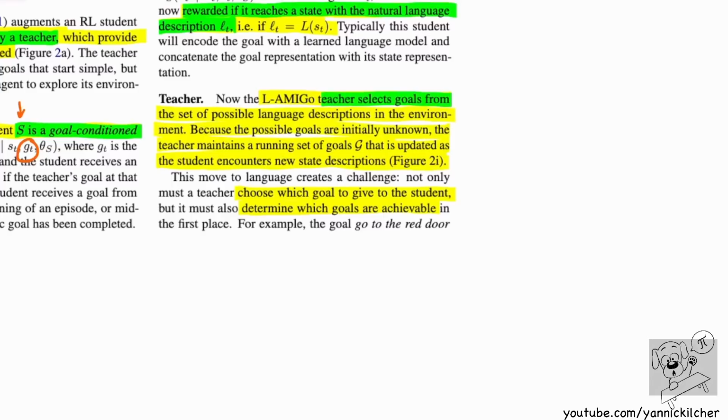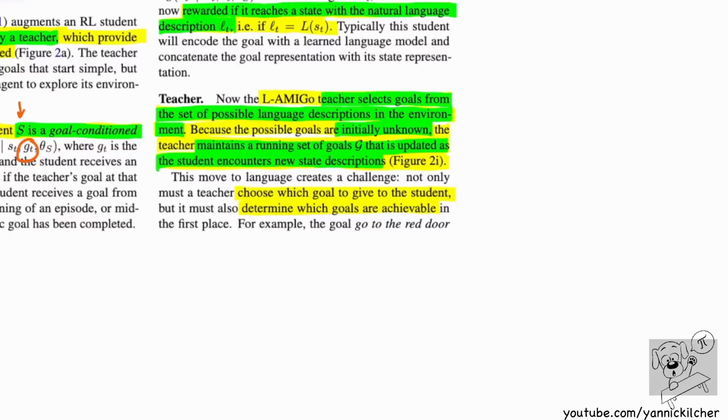It selects goals from the set of possible language descriptions in the environment. Now, initially, these are unknown. So the teacher doesn't know yet what the environment has in store because, again, we don't assume extra information. We need to get out everything of the environment. Therefore, as we go through the environment, we collect more and more of these goals, and these are the goals that the teacher can choose. The teacher maintains a running set of goals that is updated as the student encounters new state descriptions.